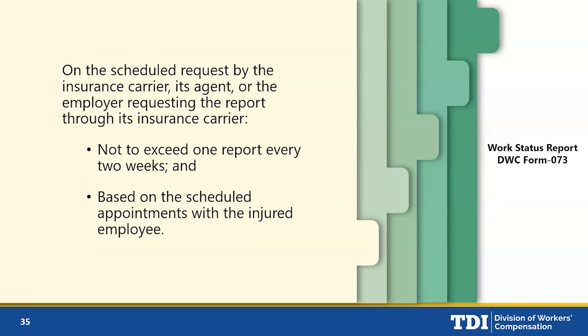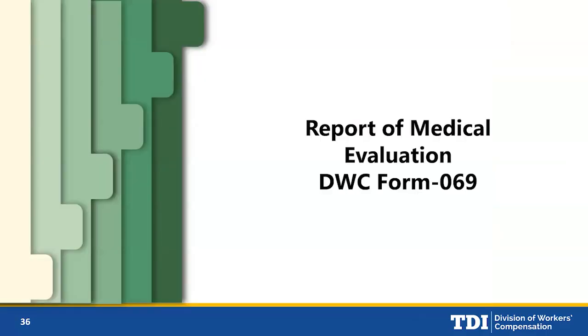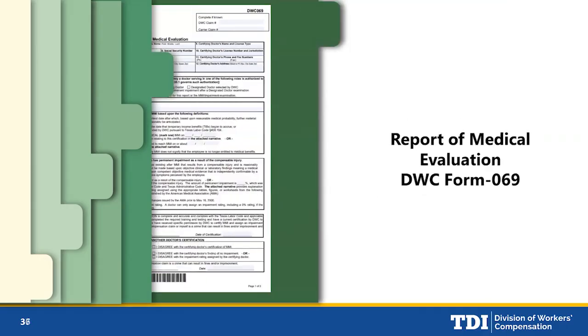If you're trying to bill for this report on every single office visit, the carriers will be looking at whether or not it met one of those criteria. Is it the first visit? Did something change, or did they request it? So those are the times that a work status report is required. The next report that's really important to our system is the report of medical evaluation. That is the DWC form 069.